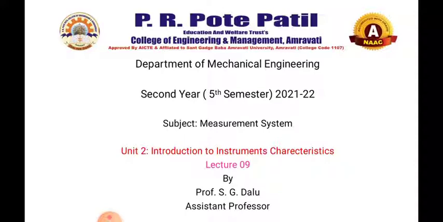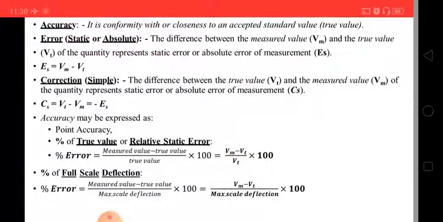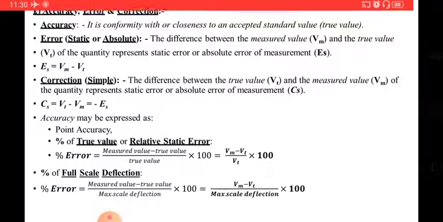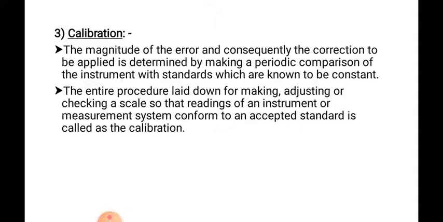In the previous lecture we studied what characteristics are, what static characteristics are, what dynamic characteristics are, and then the different types of static characteristics such as range and span, accuracy, error, correlation, and calibration. These static characteristics we studied in the last lecture with the help of an example such as a spring balance measuring instrument.